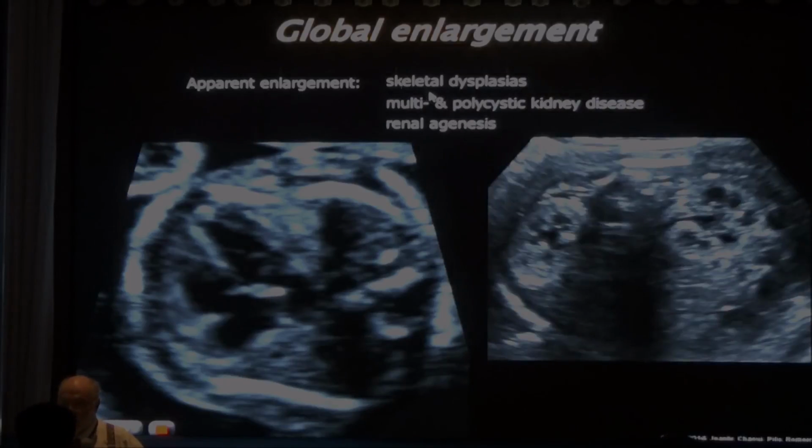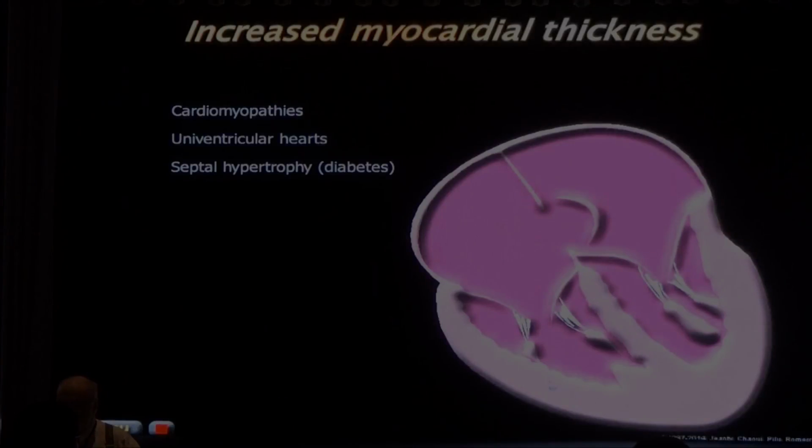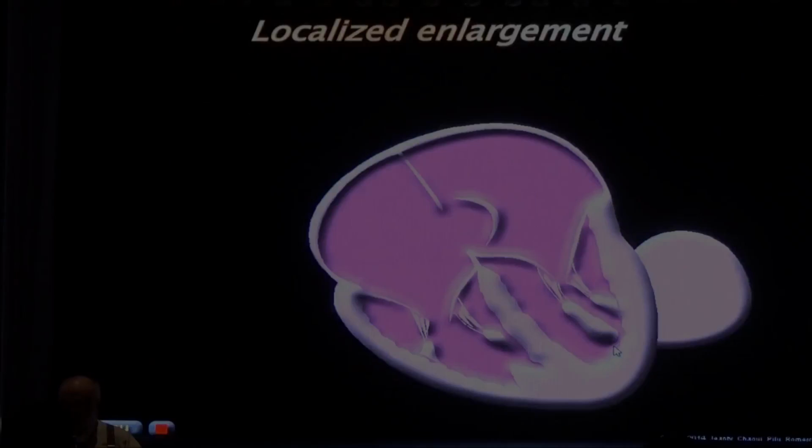birth. And something similar happens also in renal agenesis, and sometimes in some of the cystic kidney diseases, in which the oligohydramnios compresses the chest, and the heart looks too big compared to the size of the chest. You can have an increased myocardial thickness in cardiomyopathy. I'll show you one in just a second. In the univentricular heart, remember my first, hypoplastic left heart syndrome, they had only 2 chambers. And in the simple hypertrophy of a diabetic mother, they have good control.